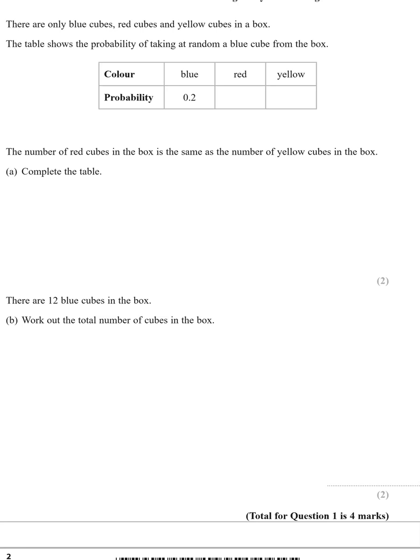These two numbers must be the same. It all adds up to 1. So actually 0.4 and 0.4. Right. There are 12 blue cubes in the box. So 12 has a probability of 0.2.